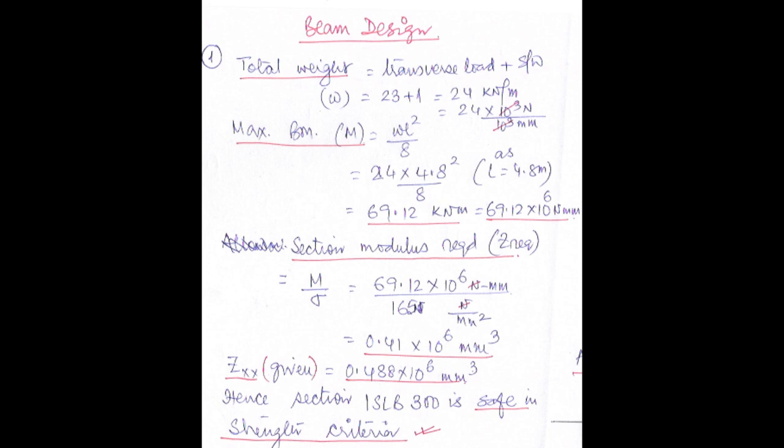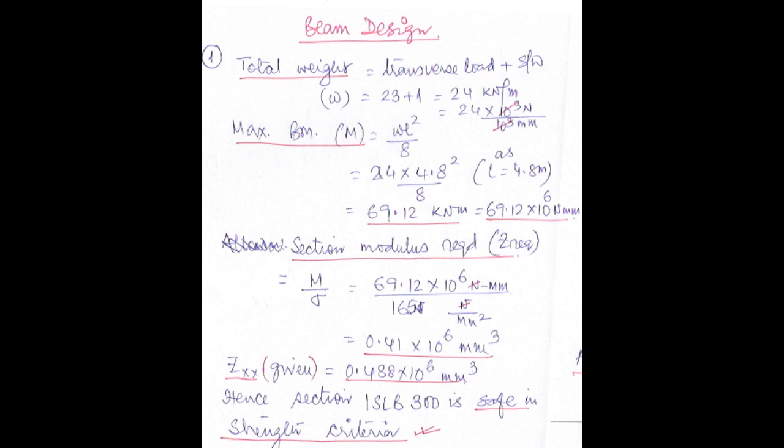Now next step, section modulus required, that is capital Z subscript REQ, that means required. How we will find out? We have seen the basic formula. Sigma is equal to M by Z. So Z is equal to M by sigma. The same formula. What is the value of M? 69.12 into 10 to the power 6 Newton millimeter. What is sigma? Sigma is given in the question, 165 Newton per mm square. So this comes out to be section modulus required for this loading is 0.41 into 10 to the power 6 millimeter cube.